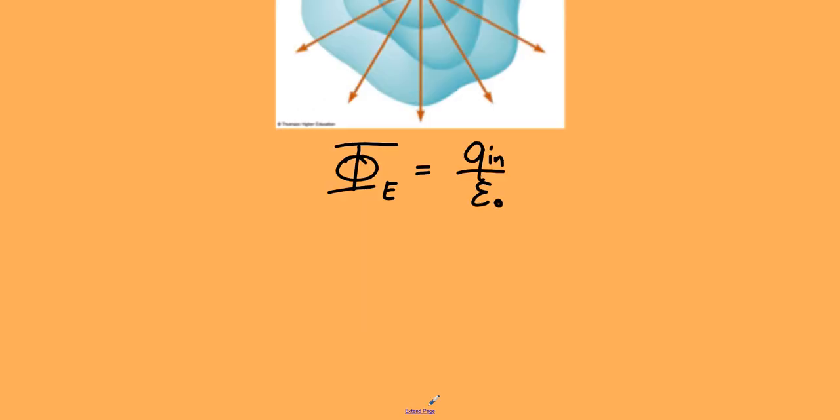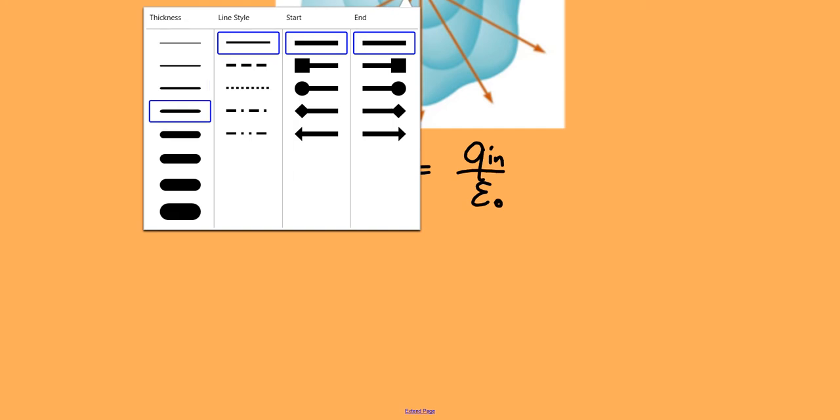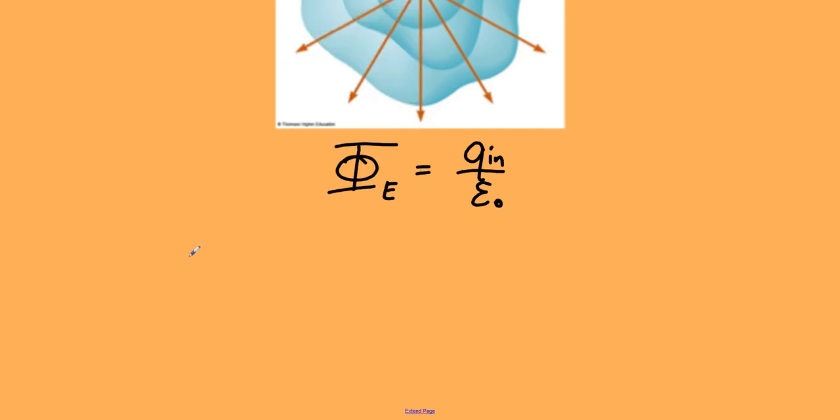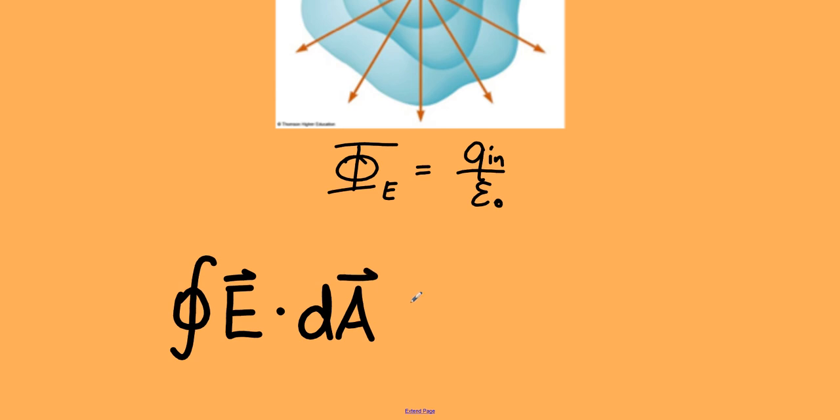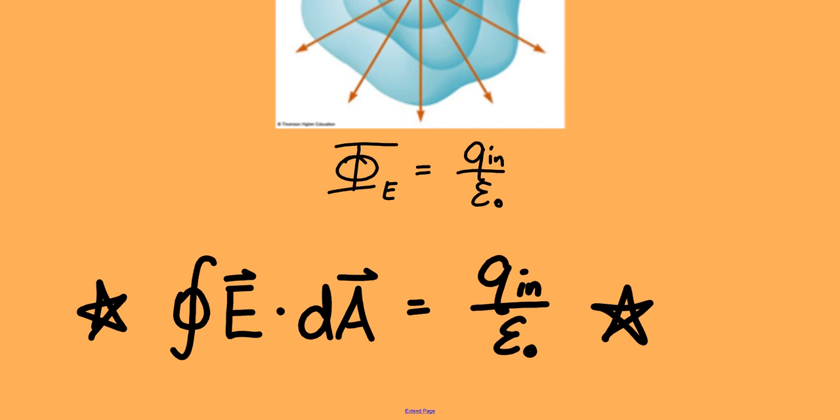This is the big idea of Gauss's law. In general, Gauss's law is the equation that the electric flux, or the surface integral of E dot dA, is equal to whatever charge is enclosed by that surface divided by epsilon naught. So this is Gauss's law, and it's going to help us as we go through looking for how to find an expression for the electric field of things that aren't point charges.